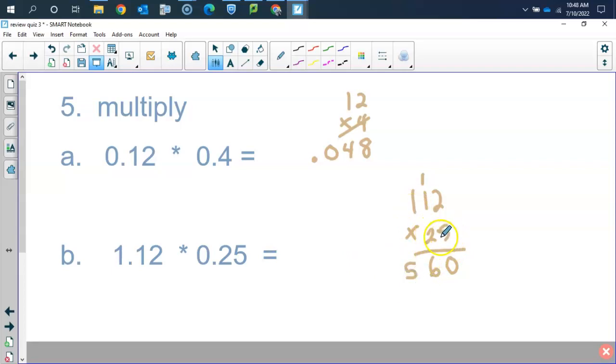Now we need to multiply through by 2, so I need to put a 0 as a placeholder here. 2 times 2 is 4. 2 times 1 is 2. 2 times 1 is 2. Now when I add these, 0, so we add. That's 10. Carry the 1. That's 8. And this is 2. Now I have 1, 2, 3, 4 decimal places. Start here. 1, 2, 3, 4. So my answer is 0.28. Now, you do not need to write these 2 zeros because they don't mean anything in this problem.